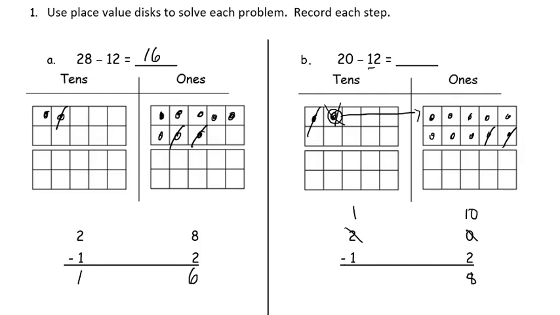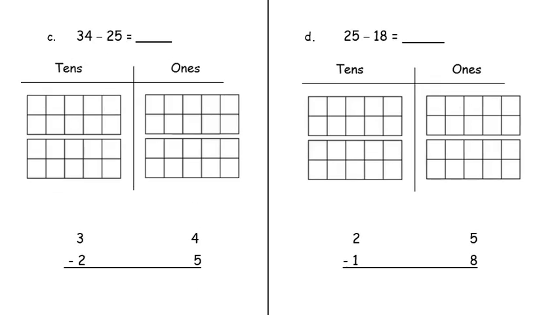Down below, 1 minus 1 is 0. Now we wouldn't put a 0 here because we don't start numbers with 0 when we're talking about whole numbers. So the 8 is my final answer. And you can double check that in the place value chart. I only have 8 1s left on the whole chart. That means 20 minus 12 is the same thing as 8. Let's look at one more problem.